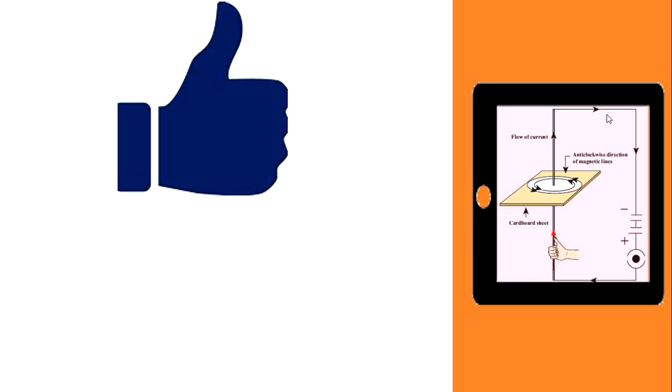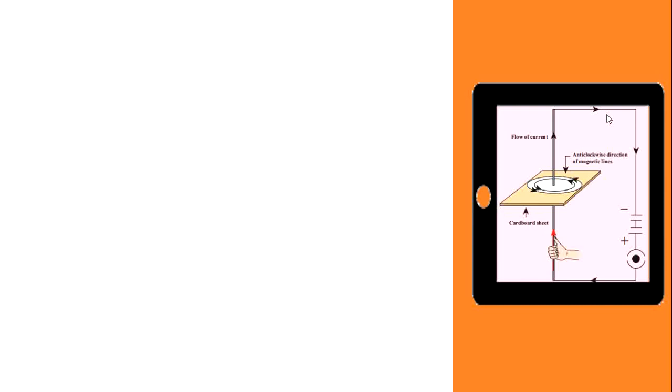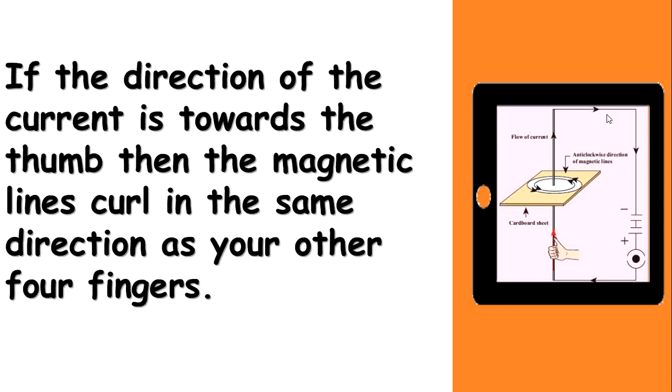It can be easily understood by using the right hand thumb rule. Hold the wire with the 4 fingers of your right hand with the thumb in the up position. The direction of the current is towards the thumb. See the diagram here. We have to hold the wire with a thumbs up position.